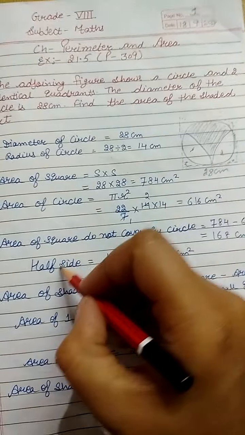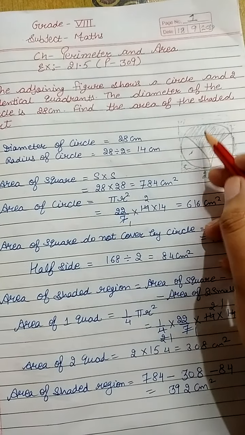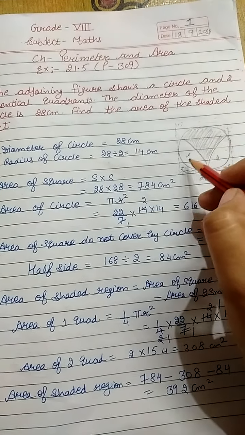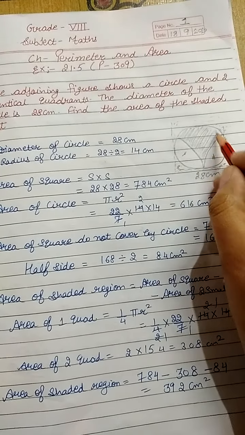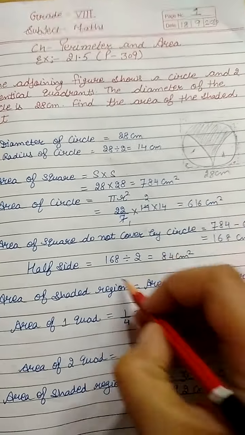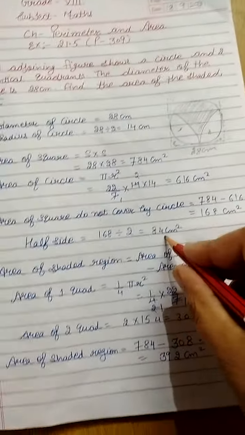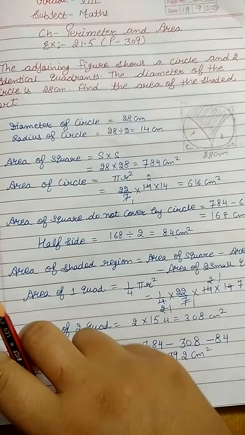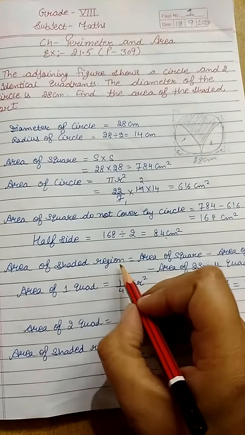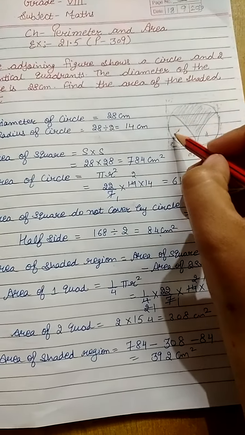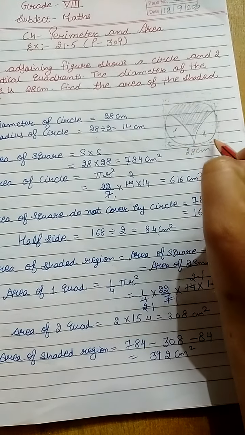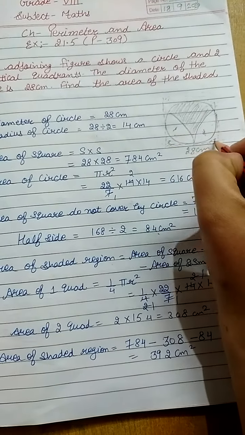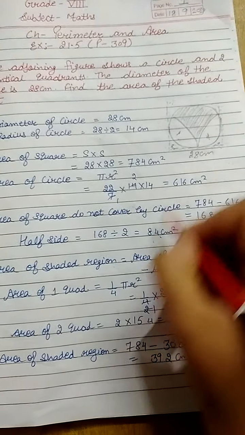But there is no need for the full of these portions. We have to subtract only this much portion. These are the four, and we will use only the half side, which will be 84 square centimeters. Then the area of the shaded region: square area, subtract these two quadrants' area, and these quadrants' area you will get here as 84.